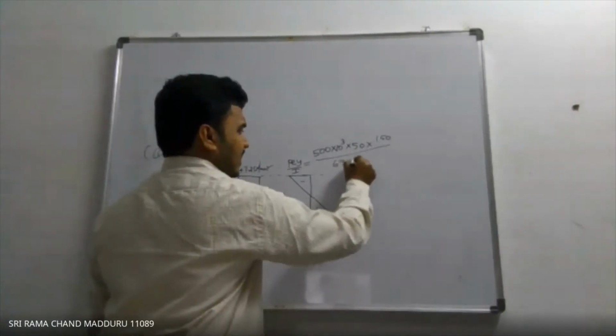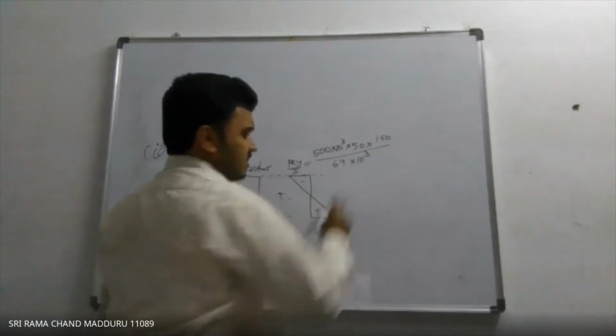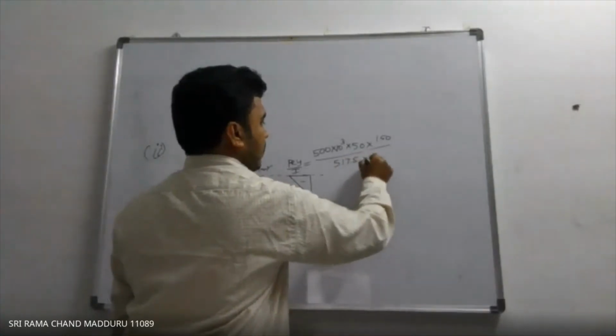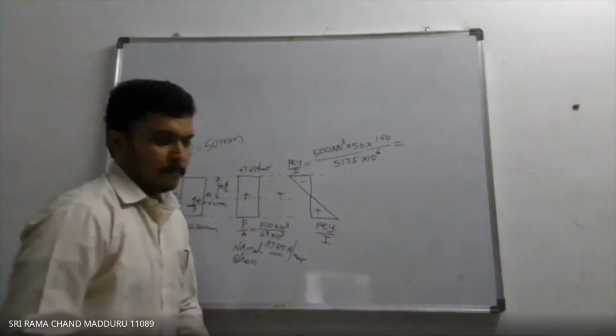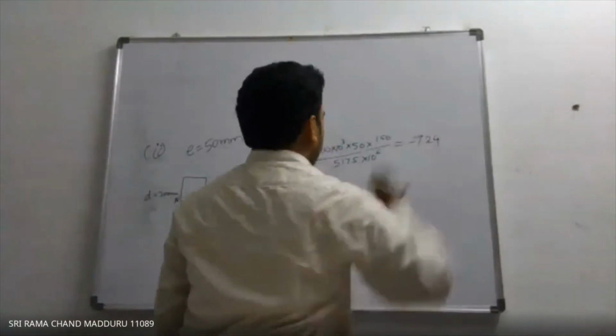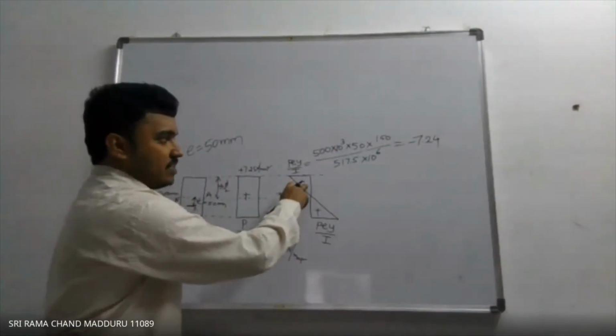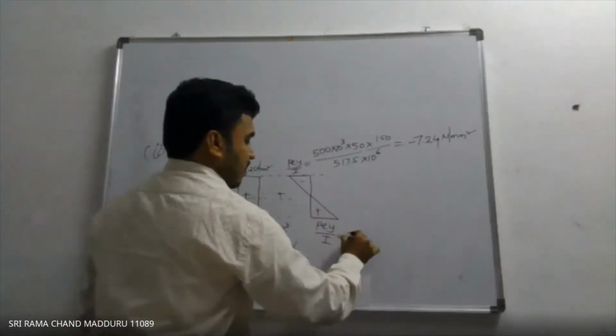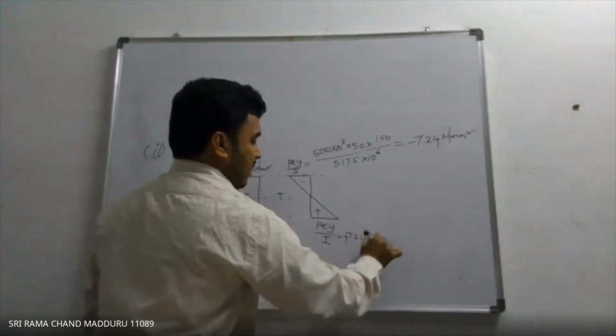Sorry, I is not 69 into 10 power 3. I is 517.5 into 10 power 6. So the value is 7.24. I am writing it as negative because the top fiber is negative, so minus 7.24 Newton per mm square at the top, and plus 7.24 Newton per mm square at the bottom.